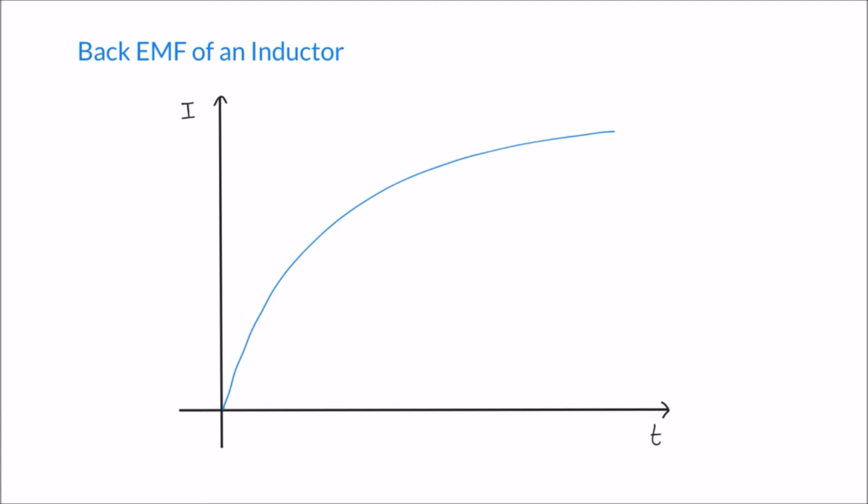One other thing to consider is that because we're creating a current in an inductor, a voltage is also created, which is created in the opposite direction to that of the supply. This is something called back EMF, and it's essentially the inductor trying to resist this sudden increase in current. It creates a voltage that opposes the voltage of the supply.